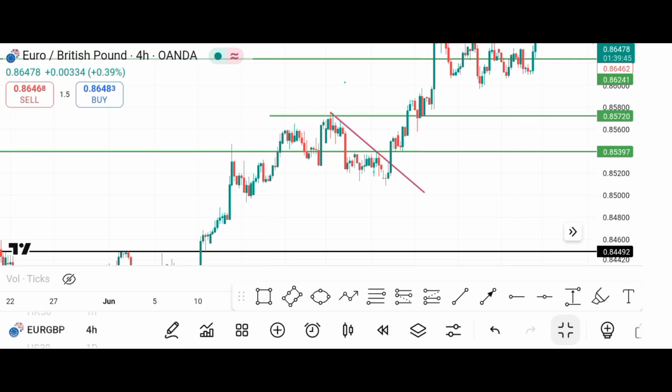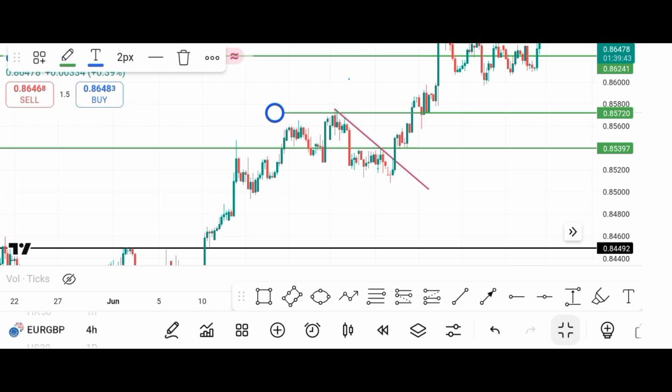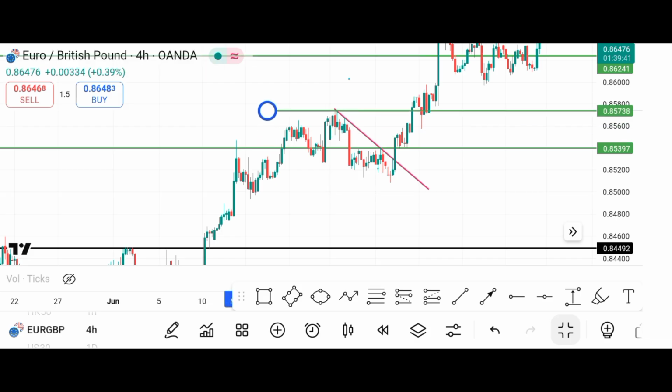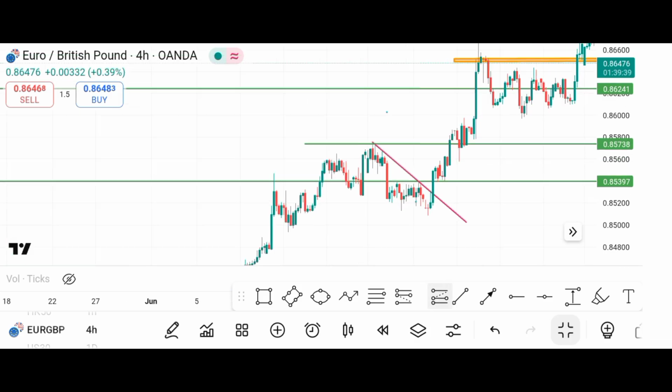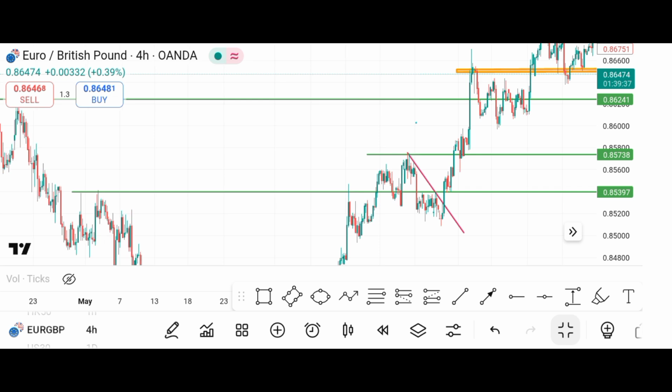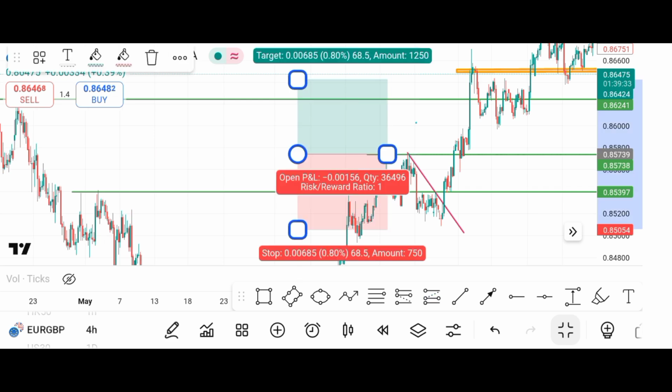100% retracement. Yeah, 100% retracement there. And the markets, okay, let me show you how the stop loss will be, how the risk to reward everything will be.